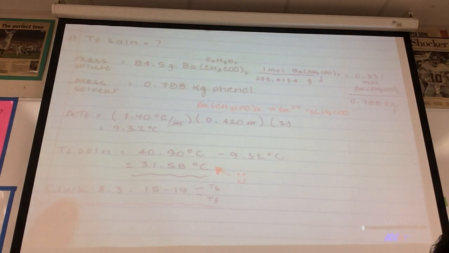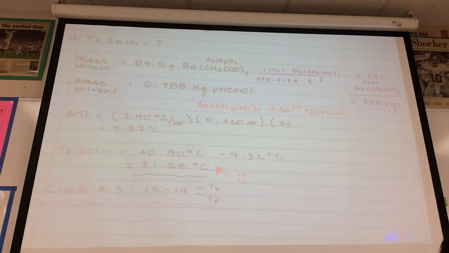And as I said yesterday, classwork 3.3, numbers 15 through 16 require you to calculate both the boiling point, you did some of those yesterday, and now the freezing point. And if you were organized in your classwork, you already have the m and the i. And so now you can go after the freezing point. Remember, the freezing point gets depressed when solute is added to solvent. The boiling point gets elevated.